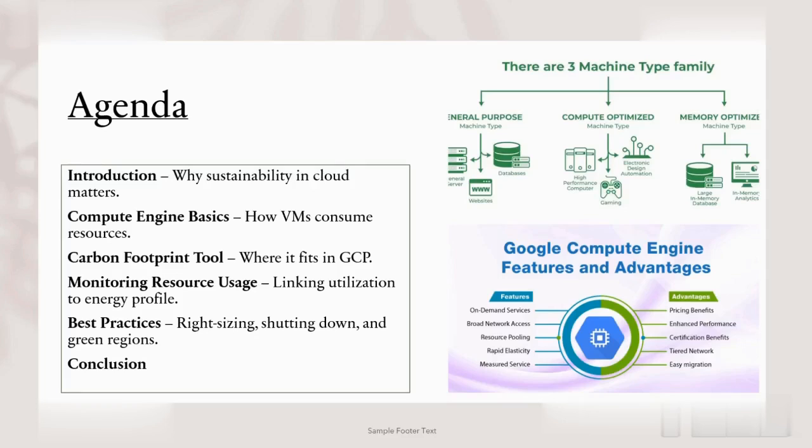The goal is to optimize our deployments so they use resources efficiently and also minimize their carbon footprint. Here's the roadmap for today's session. We'll begin with a quick introduction to why sustainability in cloud matters. Then we'll move on to Compute Engine basics and understand how virtual machines consume resources, followed by a look at the carbon footprint tool. Then we'll move into monitoring resource usage, examining CPU, memory, disk, and network activity, and linking utilization to energy profile. Finally, I'll share some best practices for sustainable deployment and wrap up with key conclusions. By the end, you will know how to evaluate workloads and interpret their energy impact in Google Cloud.